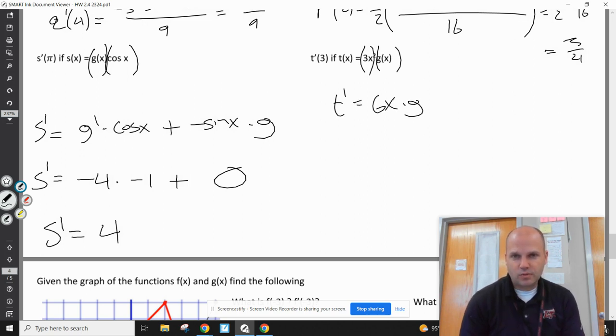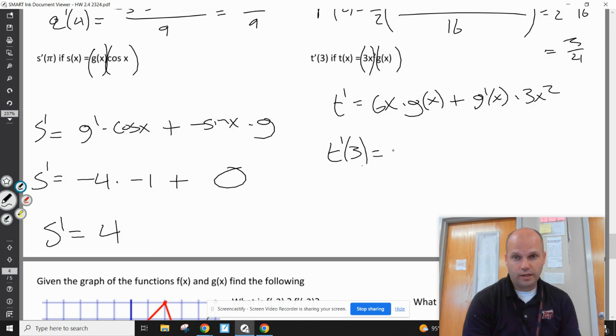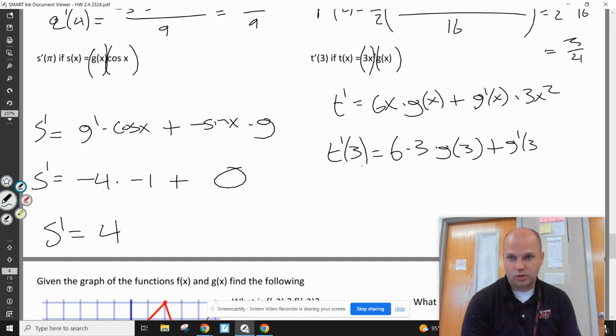Derivative of the first times the second plus the derivative of the second times the first. I'm bringing the x's back because this is easier to write. I'm also showing you what it's going to look like: 6 times 3 times g of 3. I'm plugging in x wherever I see it. If you did not understand what I was doing in the previous ones, go back to using x's.